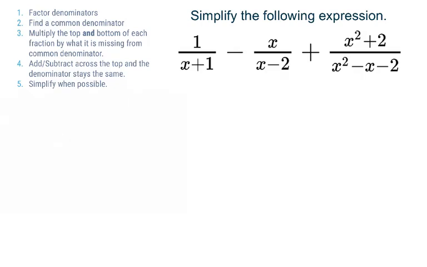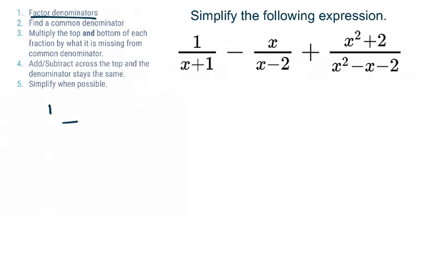All right, so we're going to do an example from what we learned in class on Thursday. And we want to simplify the following expression. So this one's a little different than some of the ones we saw because there's 3 terms, but we do the steps the same way. So our first step is going to be to factor the denominators.